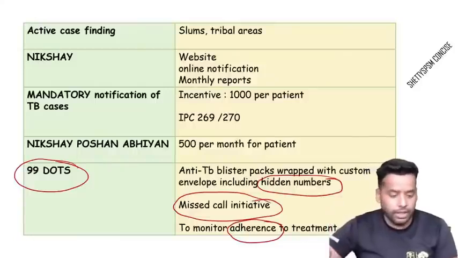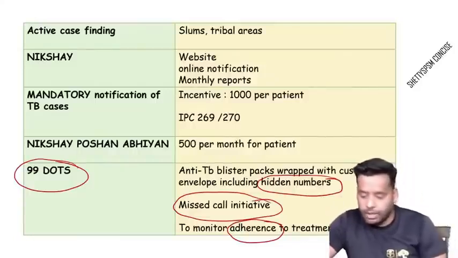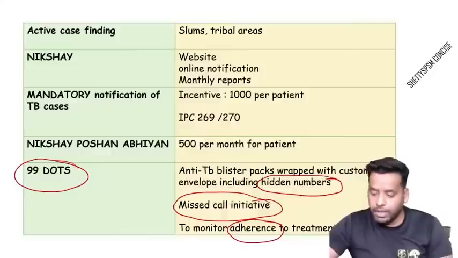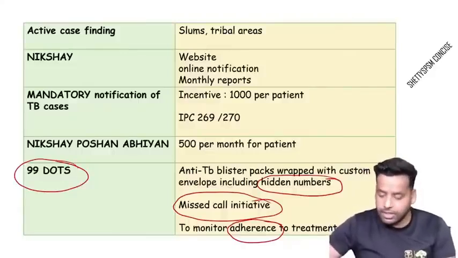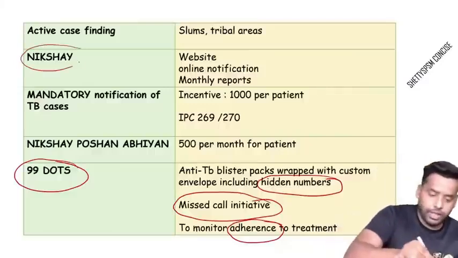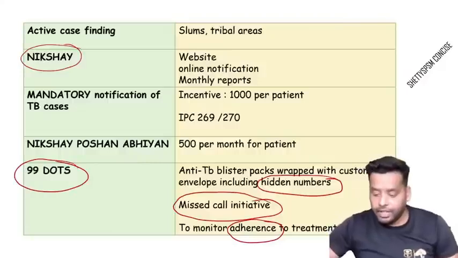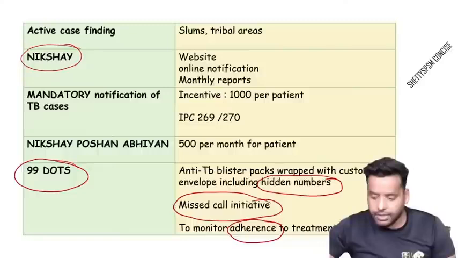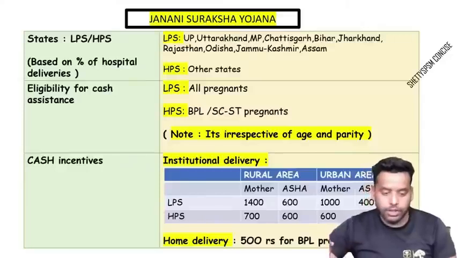What is 99 dots? What is Nikshay Poshan Abhiyan? What is mandatory notification? What is Nikshay? Don't make a mistake. Nikshay is different. Nischay is different. What is Nischay? Nischit. Pregnancy testing kits. That is Nischay, Nischit. Okay, good. Very good. See this word.